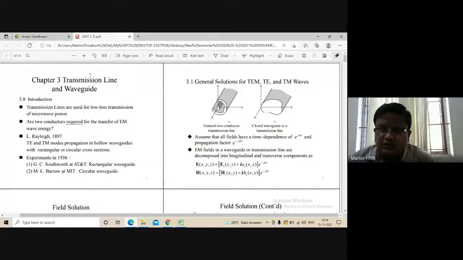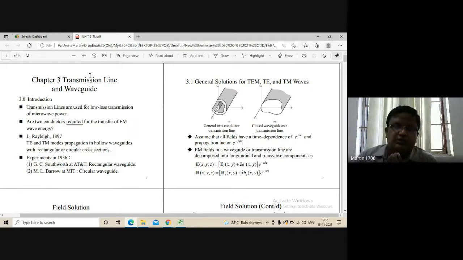On the load side, we have to be properly tuned. Then only are we getting the signal through the transmission line in the proper way. So this introduction part I have given: you can see the transmission lines are used for low loss transmission for microwave power.